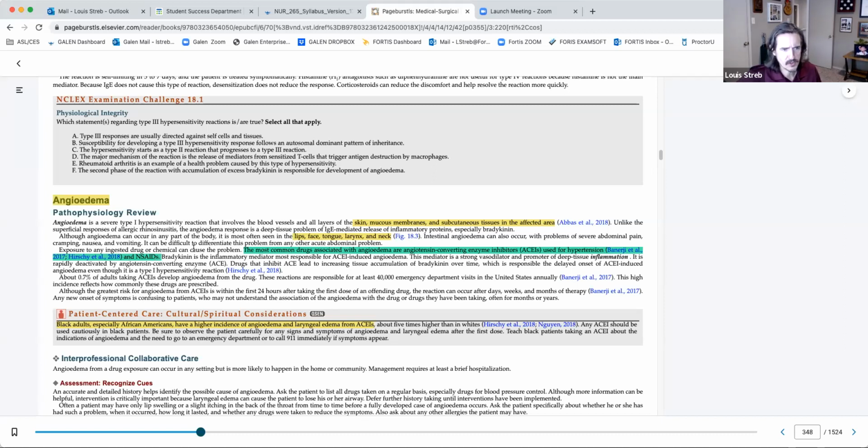We know that exposure to anything, chemicals, drugs, foods, whatever, can cause a problem. The most common drugs associated with angioedema are ACE inhibitors, angiotensin converting enzyme inhibitors. When you take ACE inhibitors for hypertension, or NSAIDs, angioedema is very likely to occur. The mediator is a strong vasodilator and promotes deep tissue inflammation. That's what it is.